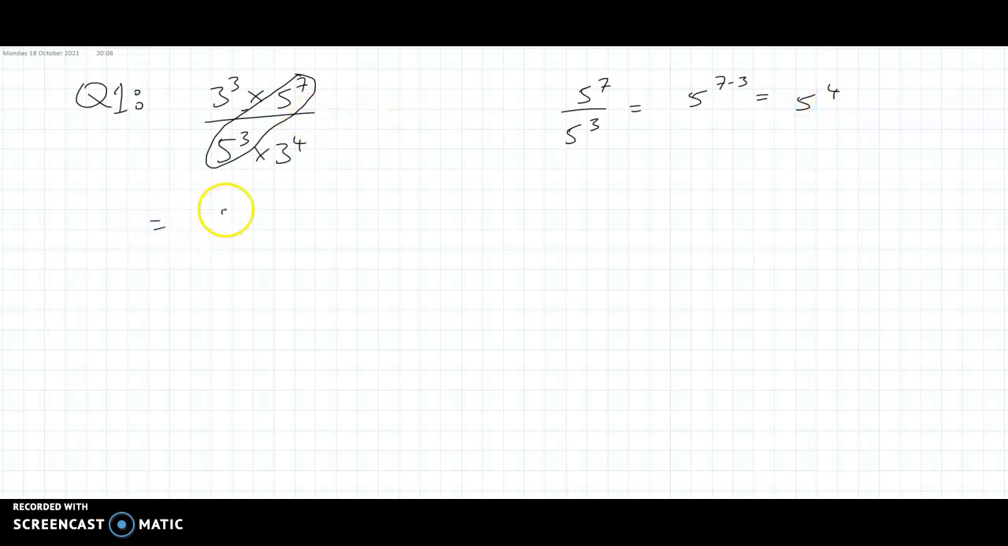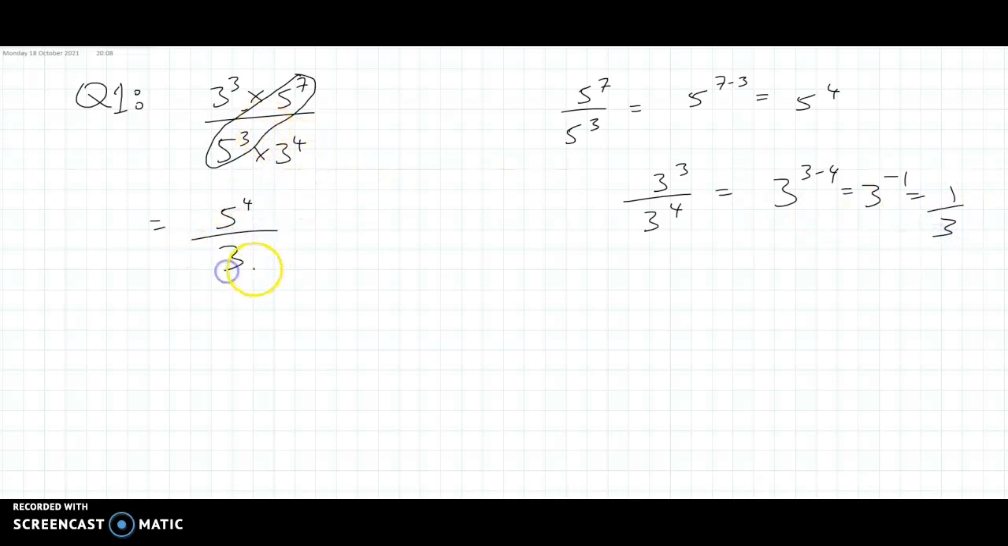So we're left with 5 to the power of 4 on top, and then you see 3 to the power of 3 over 3 to the power of 4. We subtract, so that's 3 to the power of 3 minus 4. That's 3 to the power of minus 1, that's equal to 1 over 3. So we're actually left with 3 on the bottom like that. And 5 to the power of 4 is 625 over 3. And that's question 1 done.